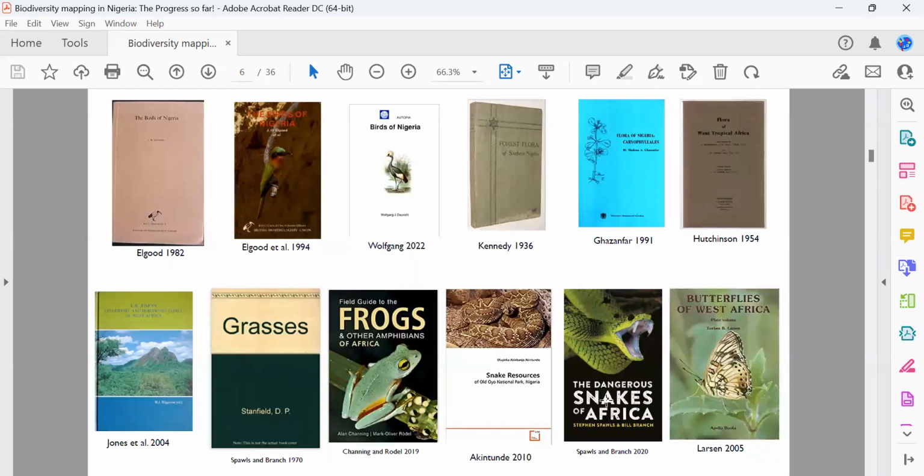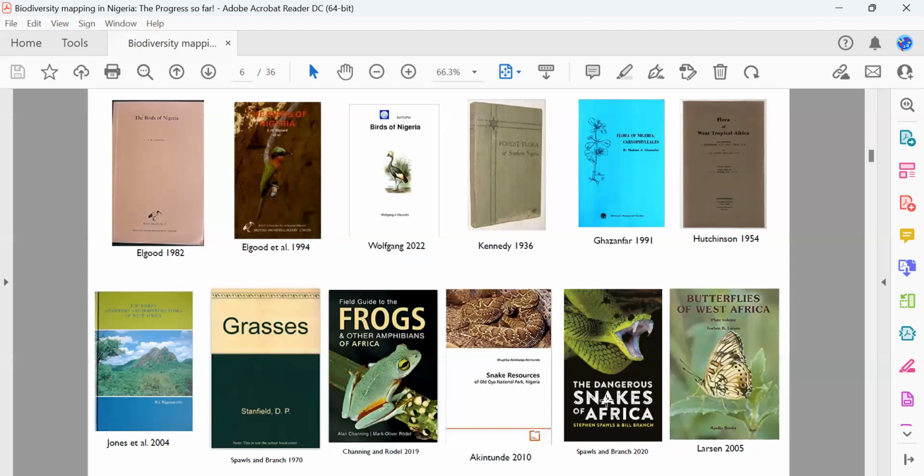But again, to some extent, the distribution of some of these amphibians in Nigeria is not well accounted for due to lack of knowledge about their distribution. Then for the snakes, we don't have any, but we have one specific to Old Oyo National Park by Akintunde, 2010. Then, thanks to Spawls and Branch, we have the dangerous snakes of Africa, which covers most dangerous snakes and those mildly venomous snakes in Africa, and also covers part of Africa with distribution maps.